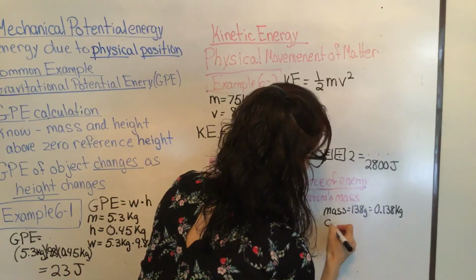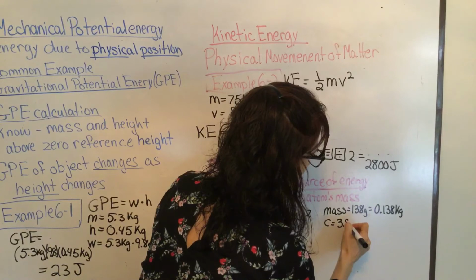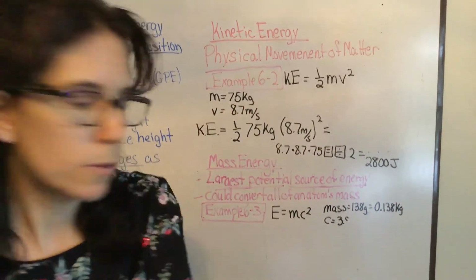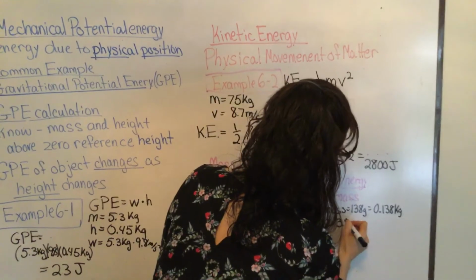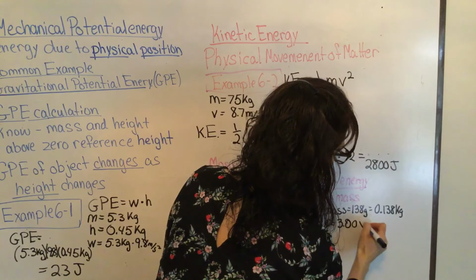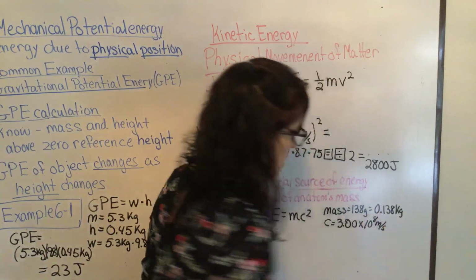All right, the speed of light is 3.8 times, no, 3.7. I have to look it up here. Well, we'll just do 3.0 like the book has. 3.0 times 10 to the 8th meters per second.